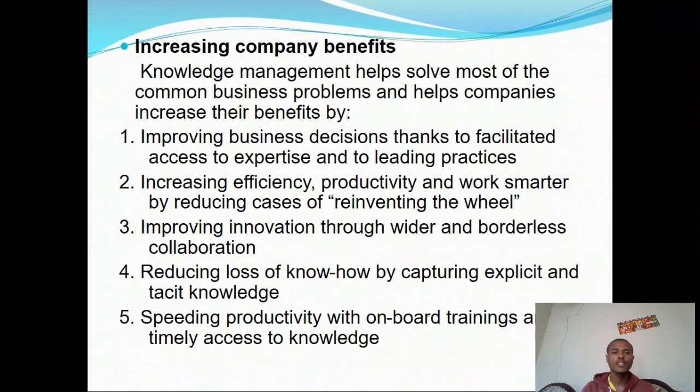Increasing company benefits. Knowledge management helps to solve most of the common business problems and helps companies increase their benefits. So, the first way is improving business decisions thanks to facilitated access to expertise and leading practice. Increasing efficiency, productivity, and working smarter by reducing cases of reinventing the wheel. Improving innovation through wider and borderless collaboration. Reducing loss of know-how by capturing explicit and tacit knowledge.